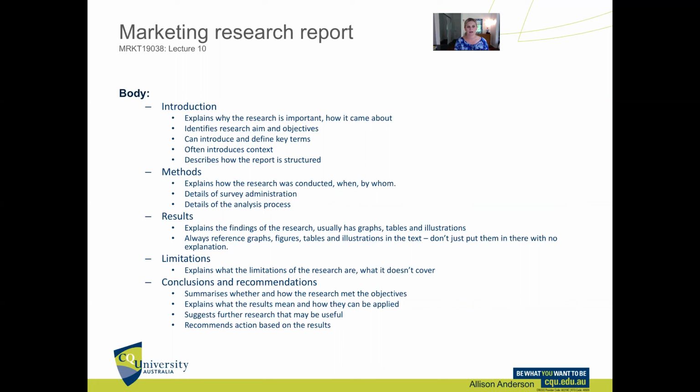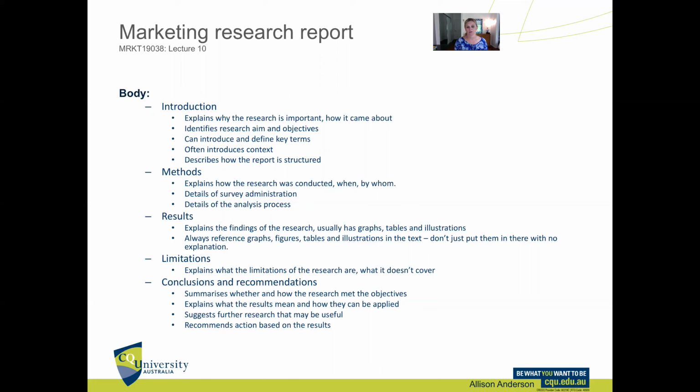Results, okay, this explains the findings of the research, usually has graphs, tables and illustrations. Please always reference graphs, figures, tables, illustrations. Anything that's not actually in the text, please reference it in the text. See figure 1, or figure 1 shows, or table 1 indicates. All right, it has to be written into your text. You have to refer to it. It's really important.